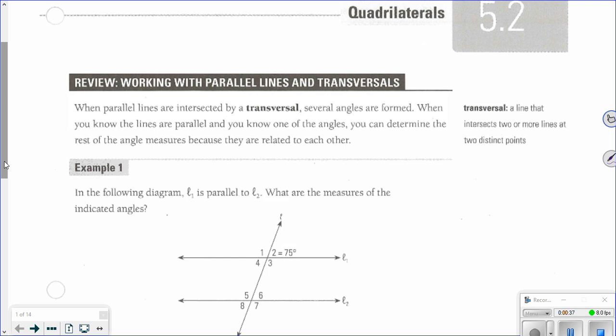Okay, so the first thing you need to know is what exactly a transversal is, and it's often a definition off to the side. A transversal is a line that intersects two or more lines at two distinct points. So it's a line that crosses two or more lines at separate points. So if we have any two lines and a line that crosses them at two or more points, this right here is a transversal.